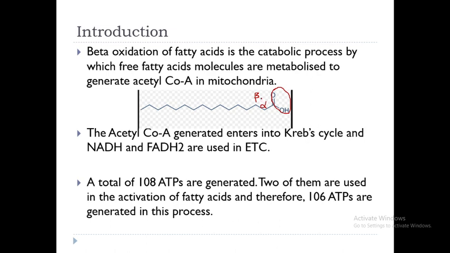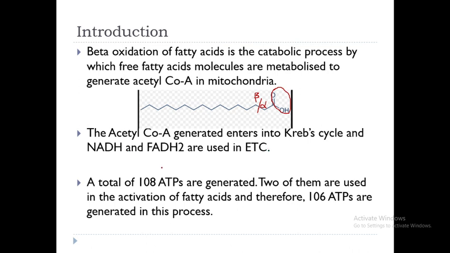So when the bond present between the beta and alpha carbon is broken down, it is called beta oxidation, and there is involvement of oxygen here. Therefore, it is called beta oxidation of fatty acids. At the end of the reactions, acetyl-CoAs are produced. All these acetyl-CoA enter into the Krebs cycle, also called the citric acid cycle, you know it. And the NADH and FADH2 that are produced in the reaction are utilized in electron transport chain reactions.